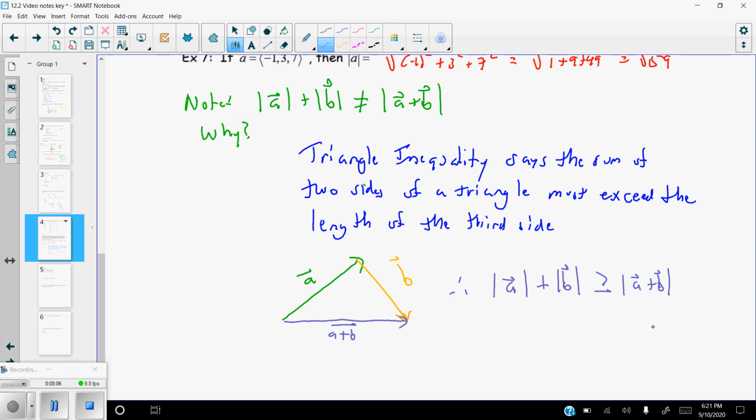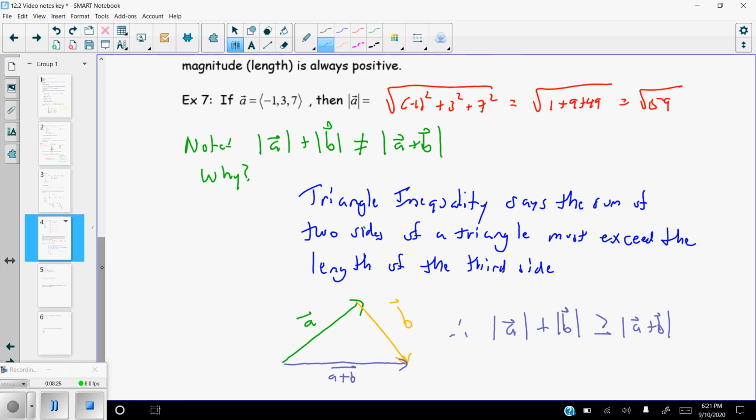But in regular triangles, that can't happen. But the triangle inequality for vectors does have the equal to symbol. I believe that is only to account for the fact that vectors A and B both could be zero vectors of no length. But that is your triangle inequality. Ultimately, that might come up a little bit, but the main thing is to know how to find the magnitude of a vector. Very simple to do.